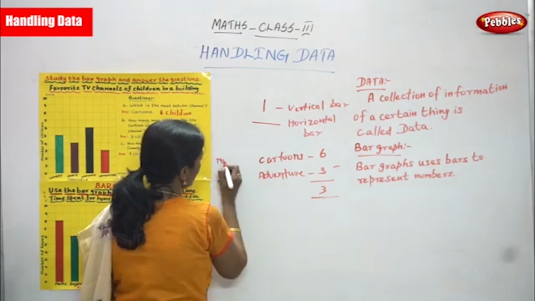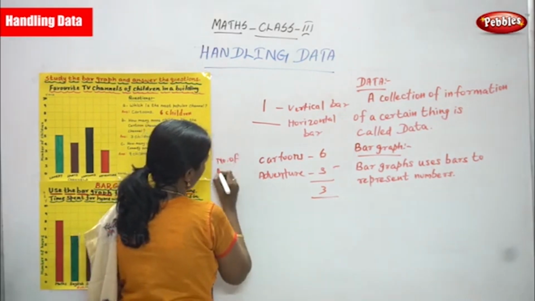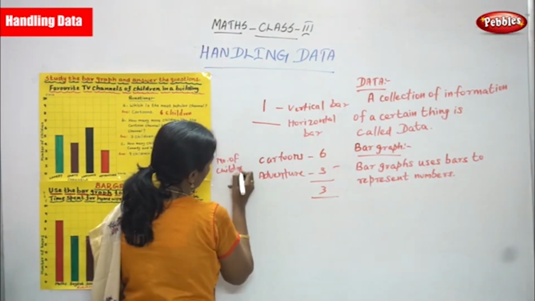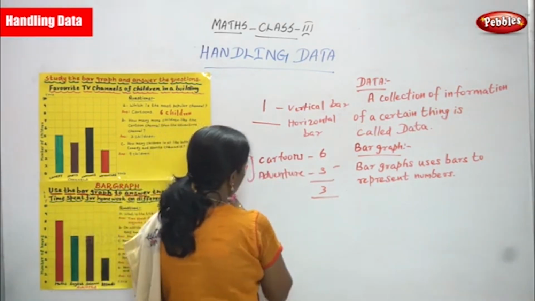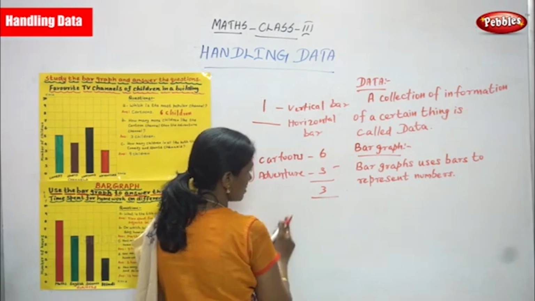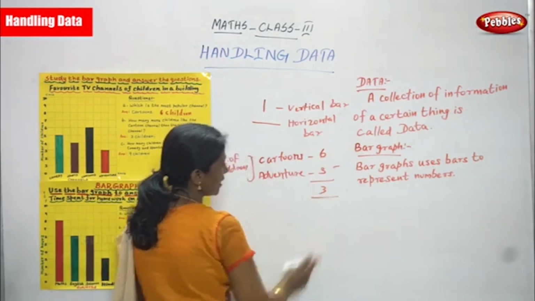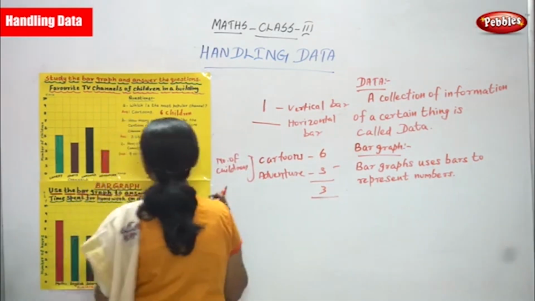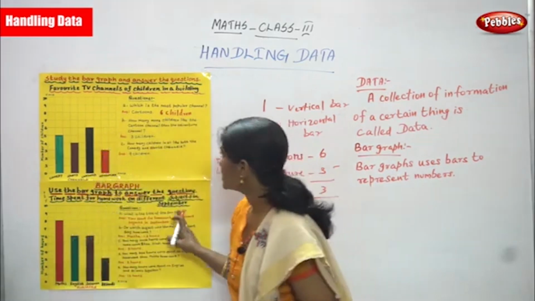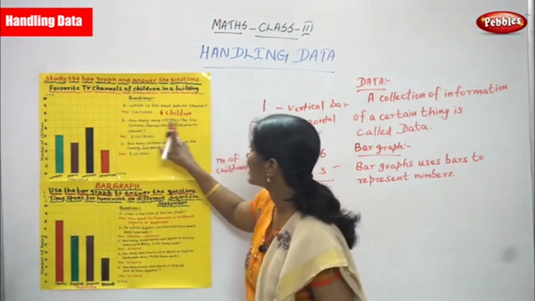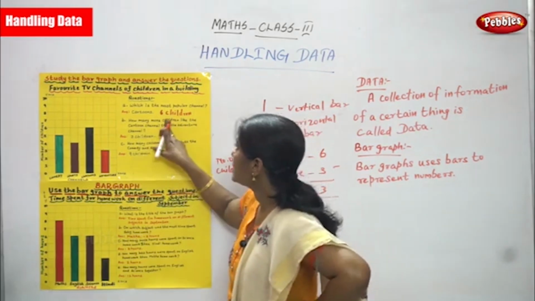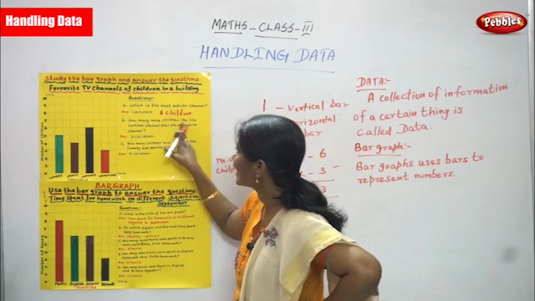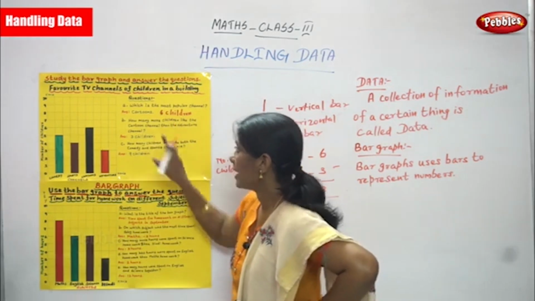So the number of children who watch the cartoon channel is 6. The number of children who watch the adventure channel is 3. So 6 minus 3, you can get what? 3. That means the answer to this question, how many more children like the cartoon channel than the adventure channel, is 3 more children.